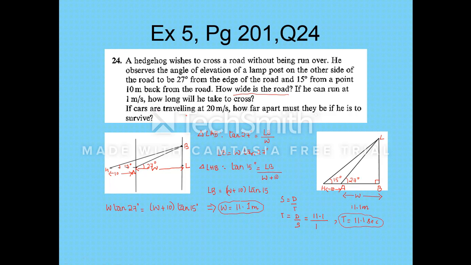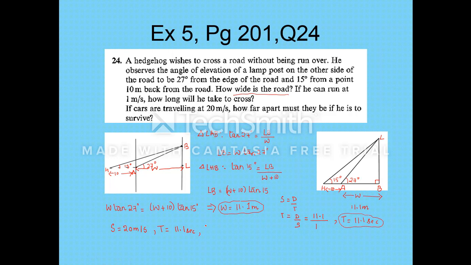And finally, if the cars are traveling across this road at a speed of 20 meters per second, how far apart must the cars be so that he is able to cross? Now he'll be able to cross if he is able to cover this distance of 11.1 meters while the cars are moving at a speed of 20 meters per second. The time which he takes to cross the road is 11.1 seconds. We know from the previous part that this is the time which he takes to cross the road.